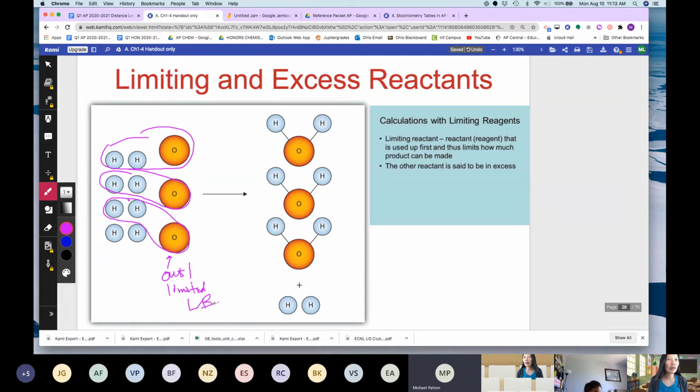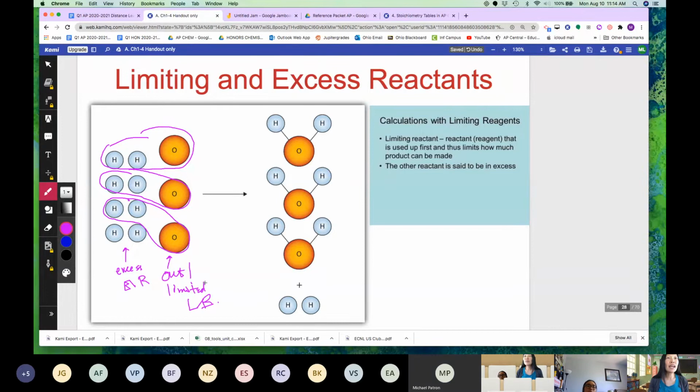LR. Okay? And what happens to the hydrogen? You have excess, right? This is called the ER, excess reactant. Okay, so over here, the limiting reactant determines how much you make. You only had 3 O's, so you only make 3 waters. Got it? Okay.